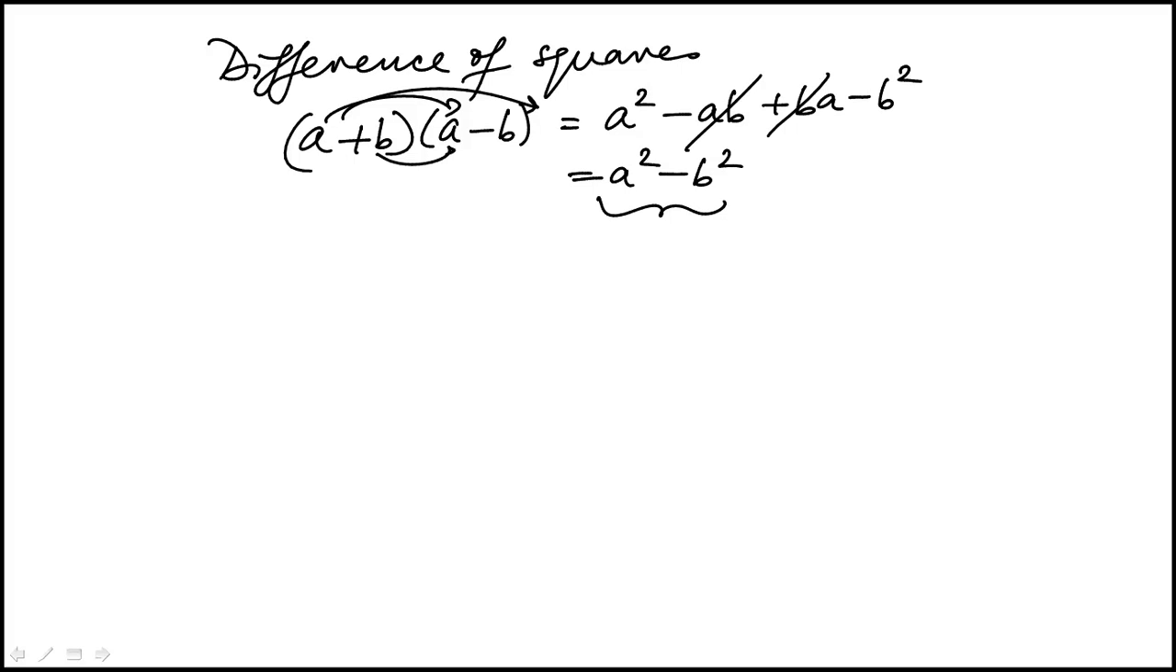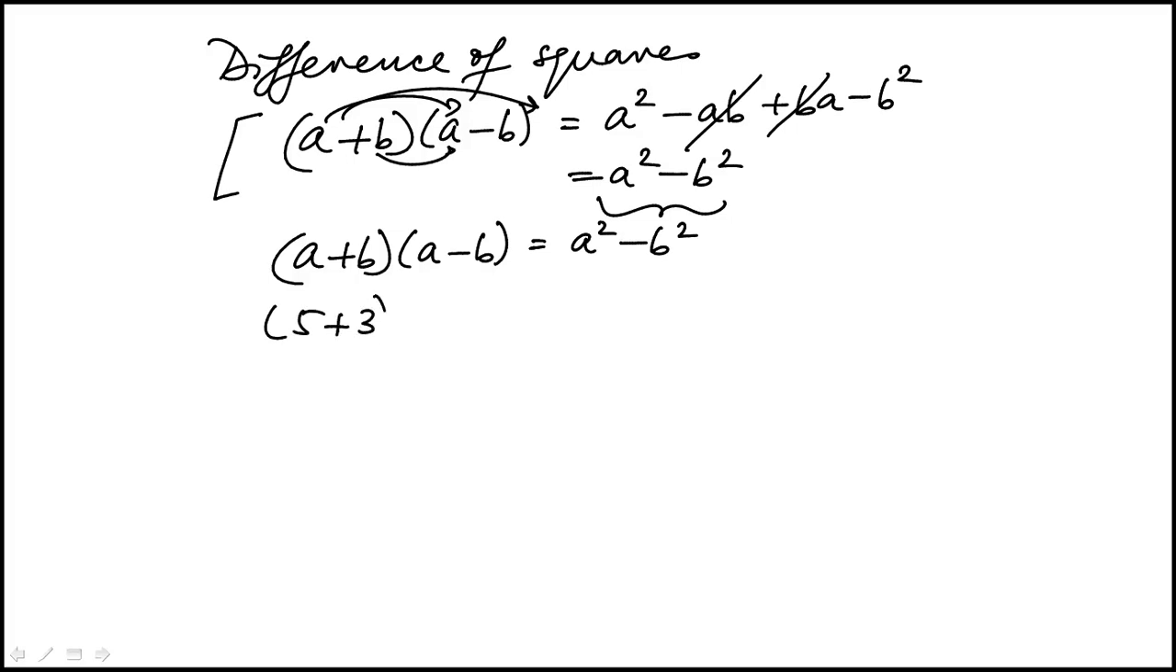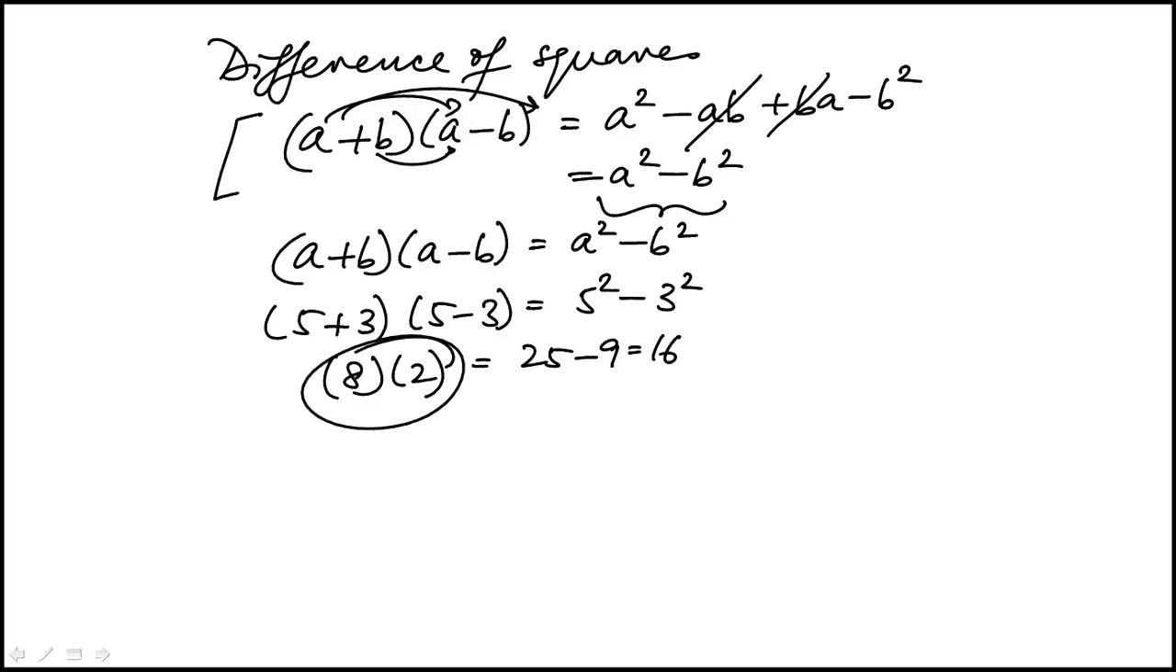Now, this identity means that this holds true for any two numbers. A and B could be anything. So, for example, if A was 5 and B was 3, if we replaced A and B with these numbers, this has to be true. So 5 plus 3 is 8, 5 minus 3 is 2, and this is 25 minus 9, which is 16. And indeed, 8 times 2 is 16. So they are equal.